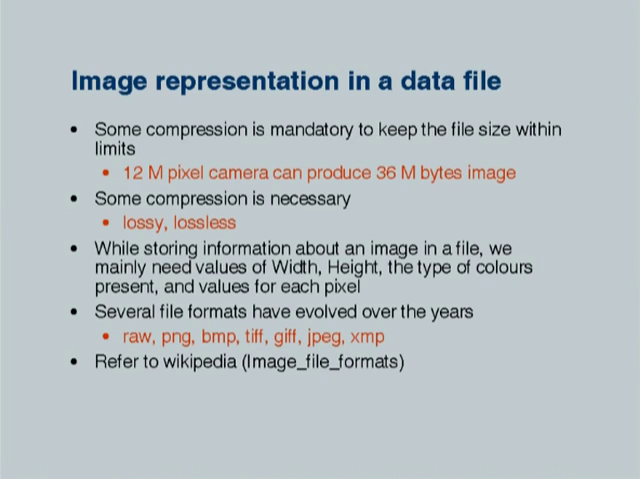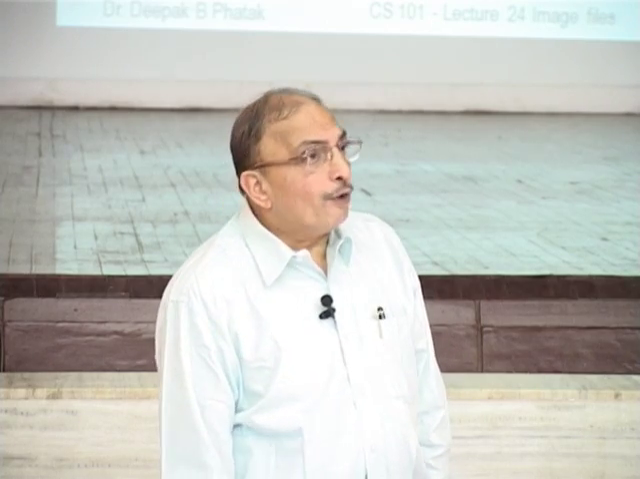So when you want to store information about an image in a file, what is the information that you require? You require to know the width and height of the image. You require the type of colors present and values for each pixel in terms of these colors, not necessarily in terms of the original colors.